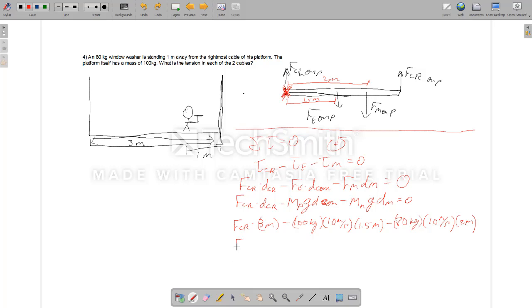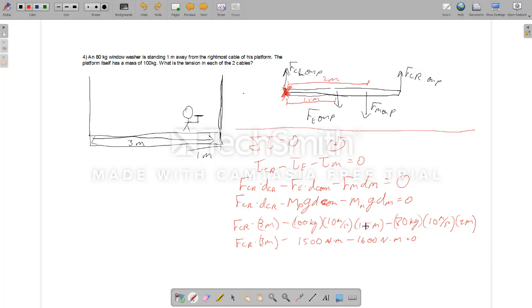So that leaves us with force cable right times 3, minus 100 times 10 is 1,000, times 1.5 is going to be 1,500. Yes. So this is 1,500 Newton meters, minus 80 times 10 is going to be 800, times 2 is going to be 1,600 Newton meters. Is equal to 0.